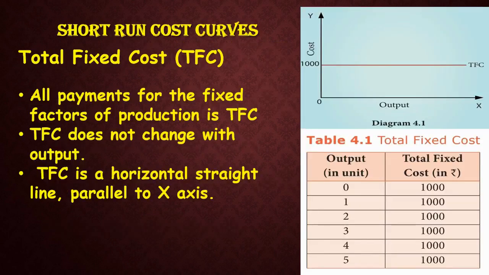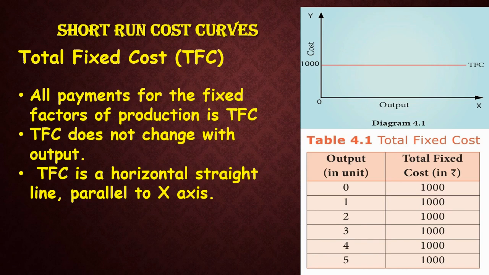Under short run cost curve, the first point is total fixed cost. The term total fixed cost refers to the cost that remains fixed in the short period. These costs do not change with the change in the level of output. For example, rent, interest and salaries. So, these costs are also called supplementary cost, indirect cost, overhead cost or unavoidable cost. Now, TFC remains constant with the change in the level of output.